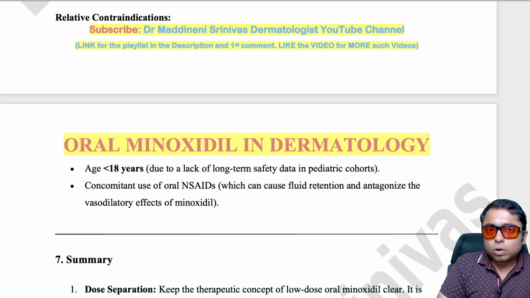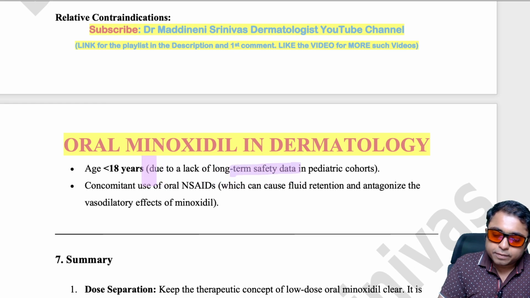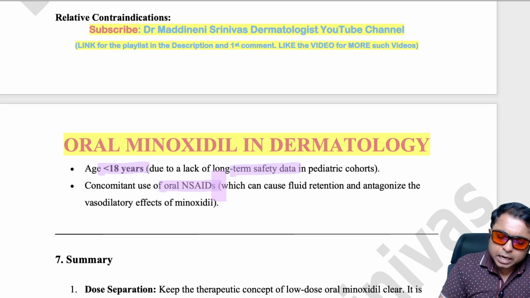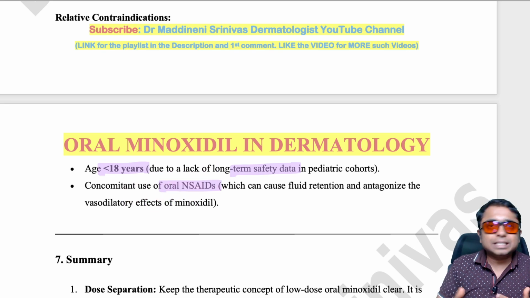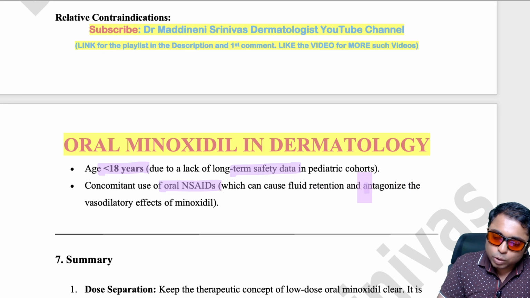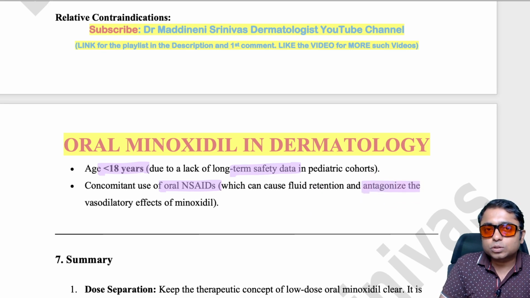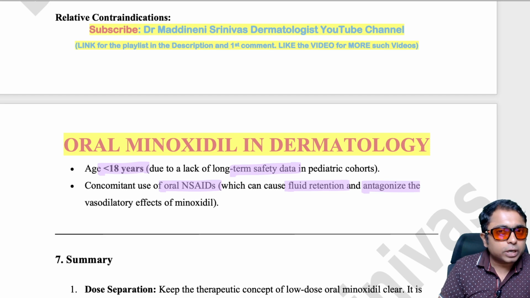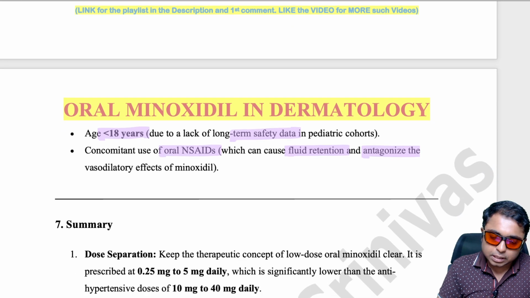There are some relative contraindications. So safety data is not available, so it is not advisable to use in less than 18 years of age group. And don't use it with oral NSAIDs, because NSAIDs are going to antagonize the vasodilatory effects produced by the minoxidil, and also they can additionally cause fluid retention, which already the minoxidil is producing.